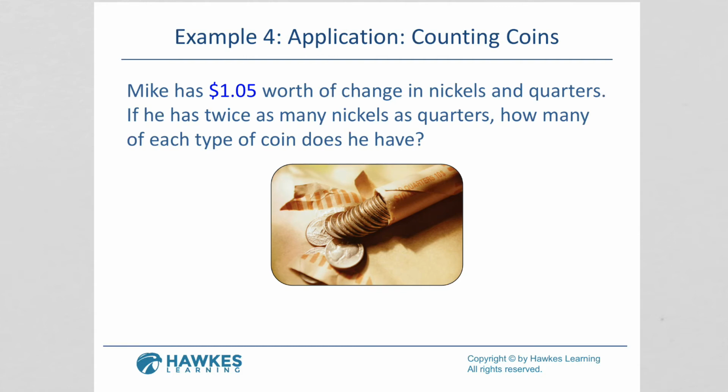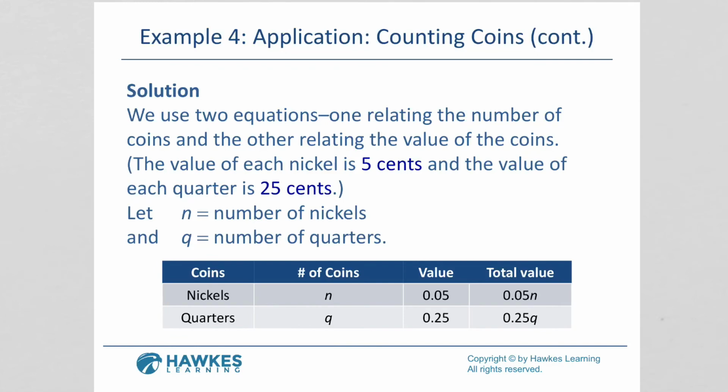Example 4 is counting coins. Mike has $1.05 worth of change in nickels and quarters. If he has twice as many nickels as quarters, how many of each type of coin does he have? We're going to use a table again here. We use two equations, one relating the number of coins and the other relating the value of coins, or your dollar amount. You know that the value of each nickel is 5 cents and the value of each quarter is 25 cents.